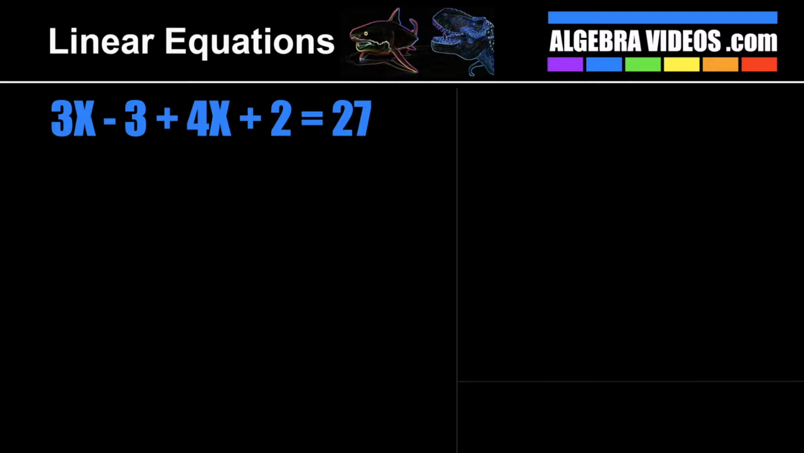We have 3x minus 3 plus 4x plus 2 equals 27. So how do we solve a problem like this? It looks long, but we're actually going to make it shorter and shorter and shorter until it's solved. All of a sudden, before we even know it, it's all done. So don't let this worry you. This is going to be easy.